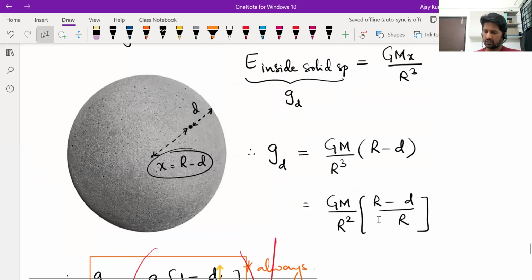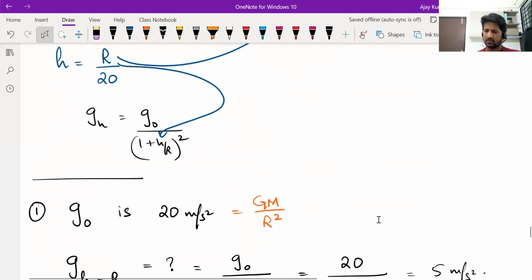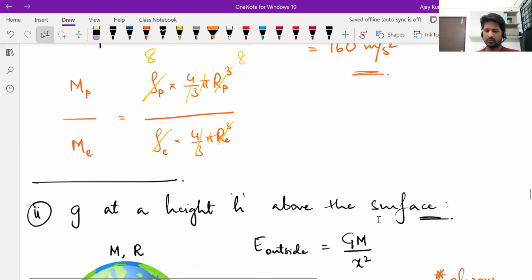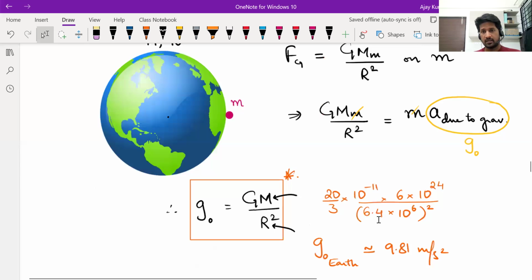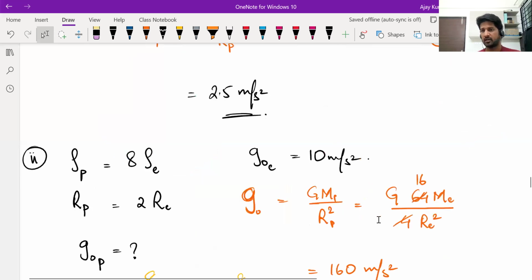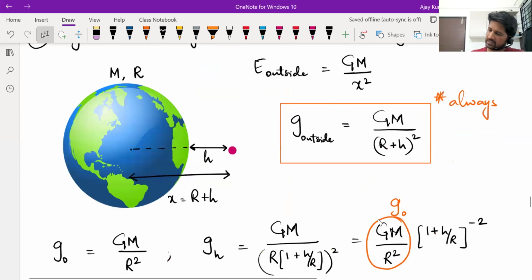And there's one more thing you can understand from all the discussion that we have done till now. On the surface, it is G M by r square. Above the surface, it is G M by r plus h whole square. You know that as height increases, height is in the denominator, so the whole thing, gravity, will decrease. So if you go outside a planet, gravity decreases. And we just discussed that if you go inside a planet, gravity also decreases. So where is gravity strongest? On the surface of a planet, acceleration due to gravity is strongest. As you go inside, it becomes weaker. As you go outside also, it becomes weaker.